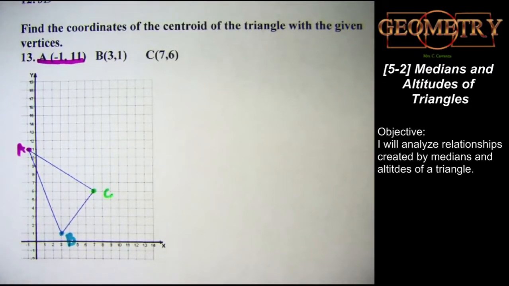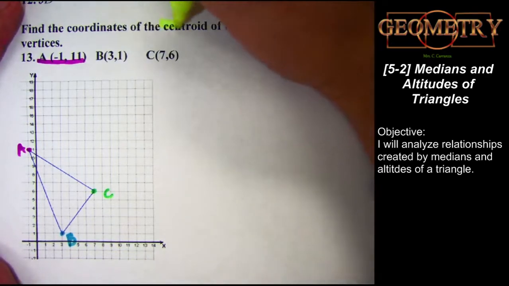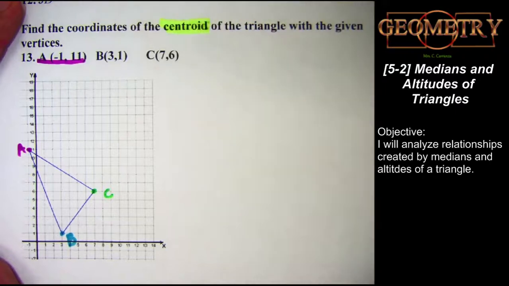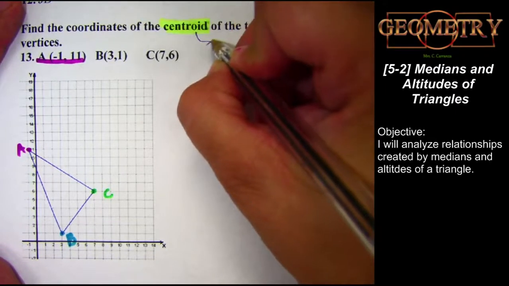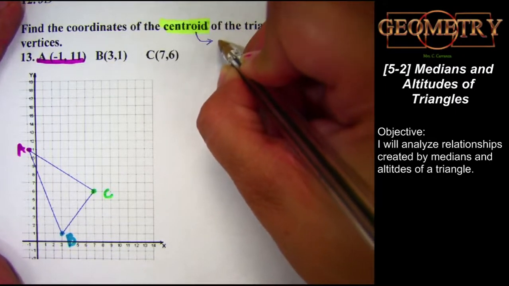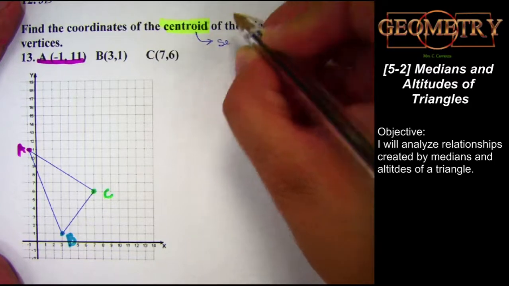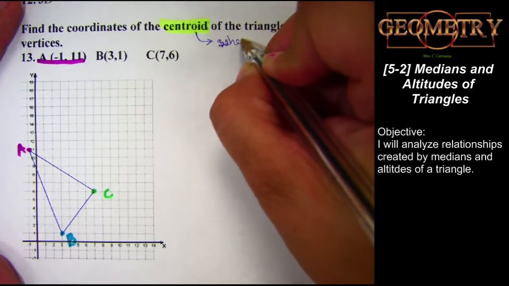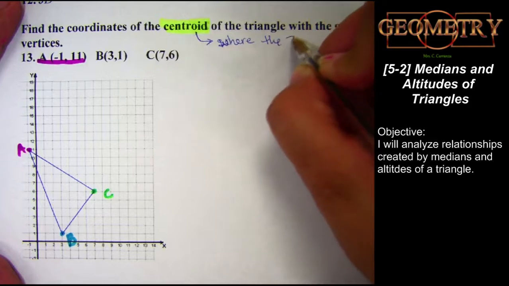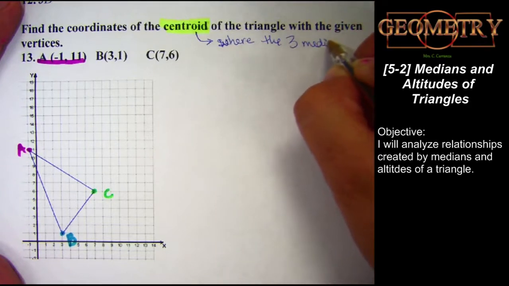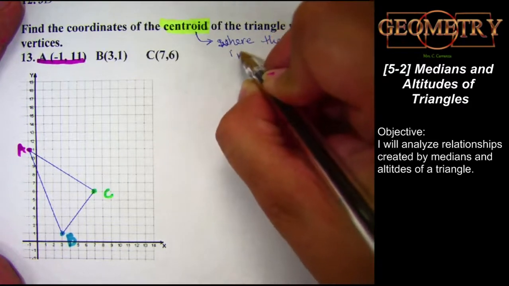Find the coordinates of the centroid. What was the definition of centroid again? In the middle? The three medians of the triangle intersect. Okay. It's where the three medians intersect.